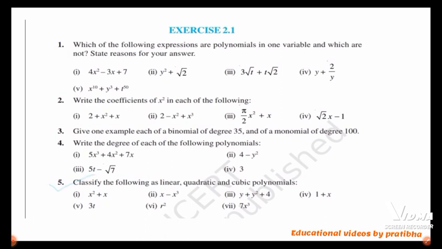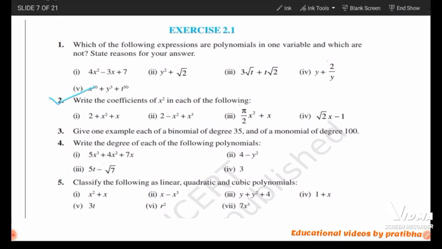Based on the terms which we just discussed, the coefficients, variables, exponents and all, let's discuss question number 2. The question is, write the coefficient of x square in each of the following. Now if you see the first example, 2 plus x square plus x. Here in front of x square no number is written. That means the coefficient of x square is 1. If no number is written, the coefficient is 1.